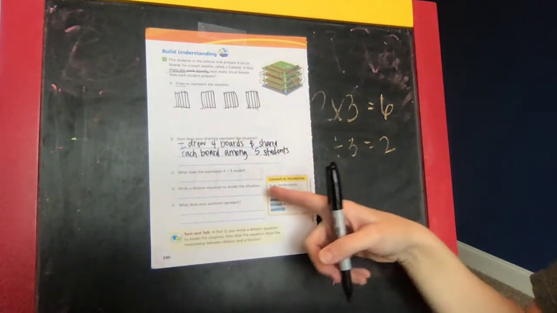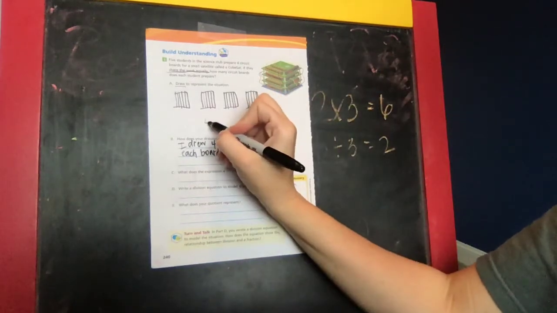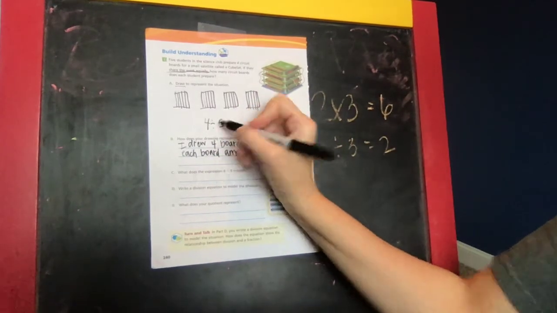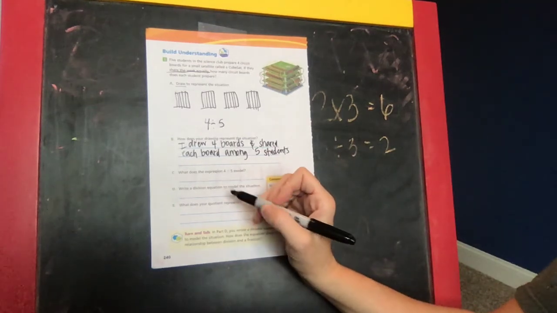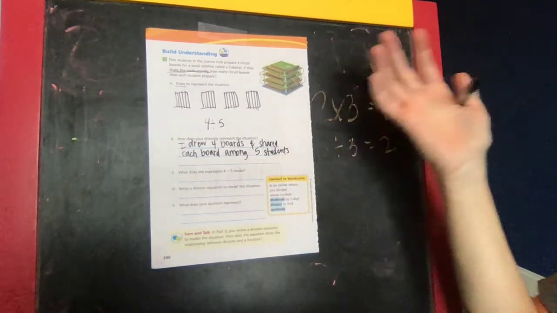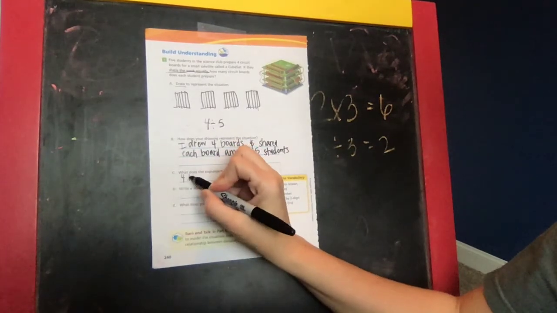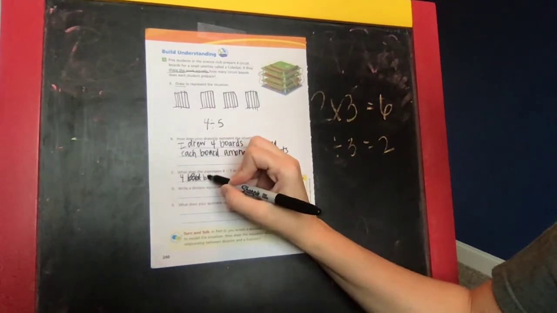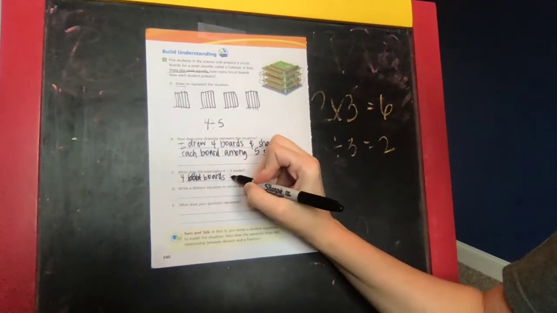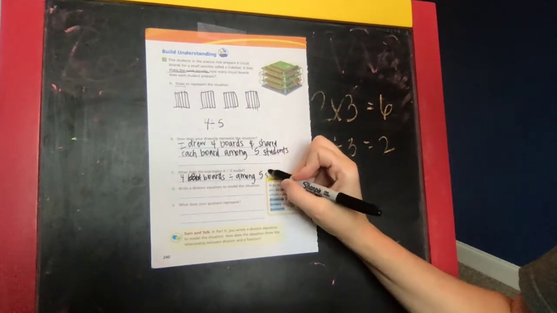So C says, what does the expression 4 divided by 5 model? Look, that's what we wrote. 4 things divided into 5 parts. 4 divided by 5, what does that expression model? That just means 4 boards divided among 5 students.